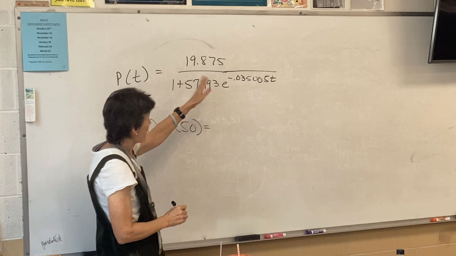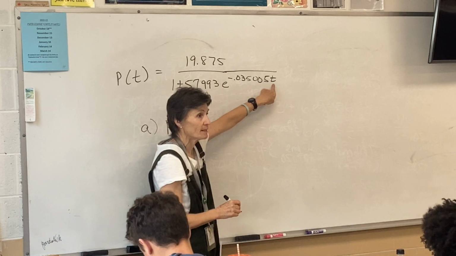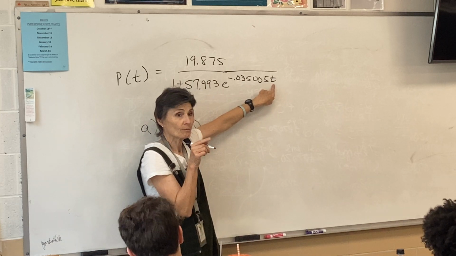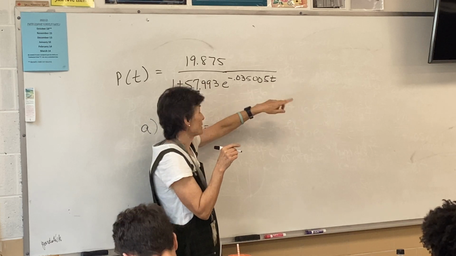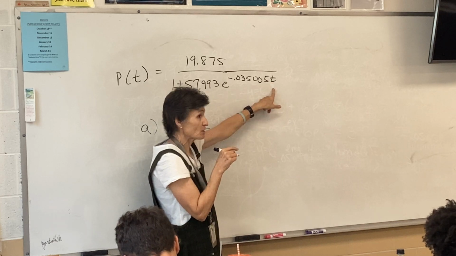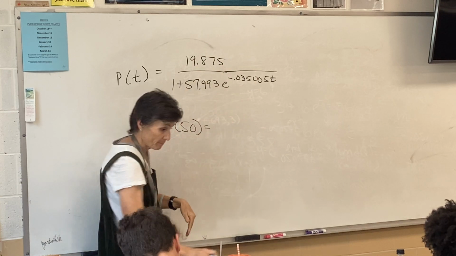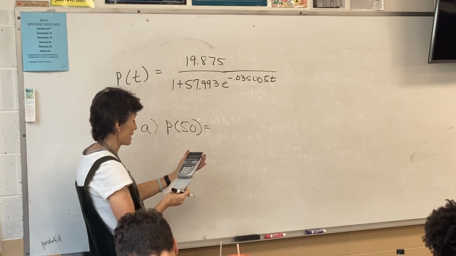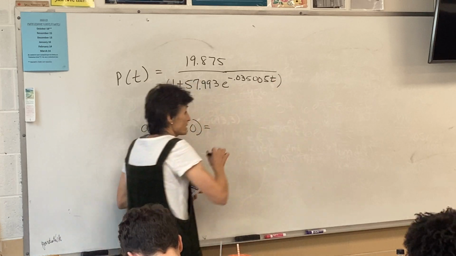So I'm not going to recopy all that. I'm just going to type it into my calculator and put a 50 there. Do I need logarithms to do that? No. I need logarithms when I have to find my time. But if I know my time, I'm just plugging it in. So put a 50 right there and type it in. Now be careful as you type it in. You probably want to put your denominator in parentheses.